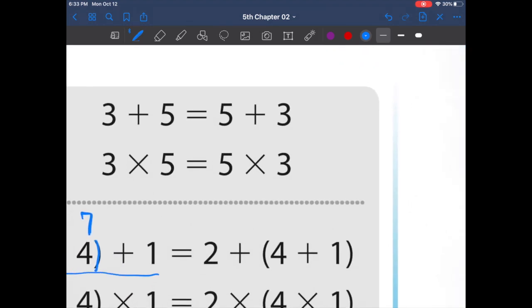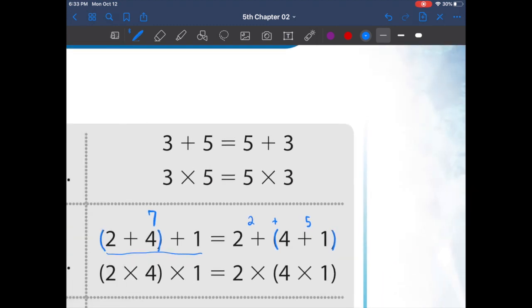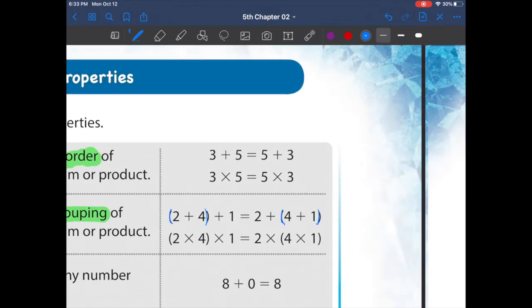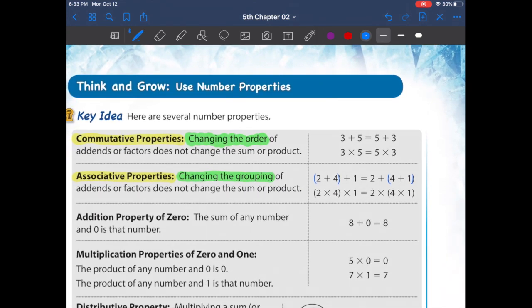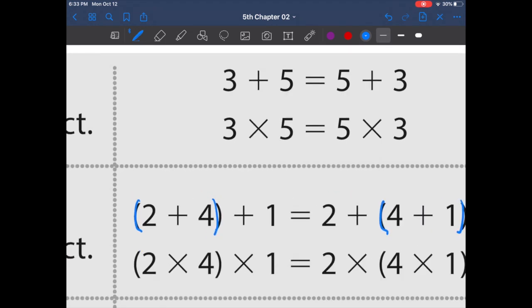But with the associative property, that means we can change our parentheses, because it still won't change the answer, right? 4 plus 1 is 5, and 5 plus 2 is still 7, and it still got us the exact same answer no matter which way we did it. If we put a parentheses between 2 and 4 or 4 and 1, it still got us the exact same answer. So the commutative property and the associative property do not change the answer.